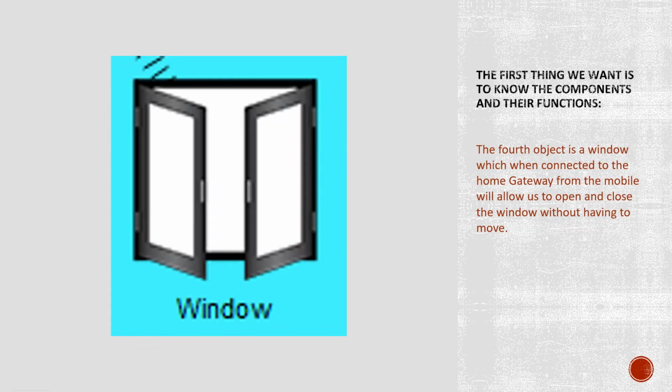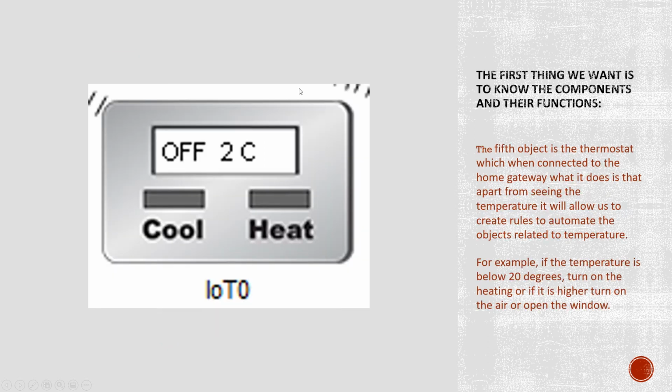The fourth object is a window. We can connect it to the home gateway from the mobile. It will allow you to open and close the window without having to move. This is an image of the window inside the program.